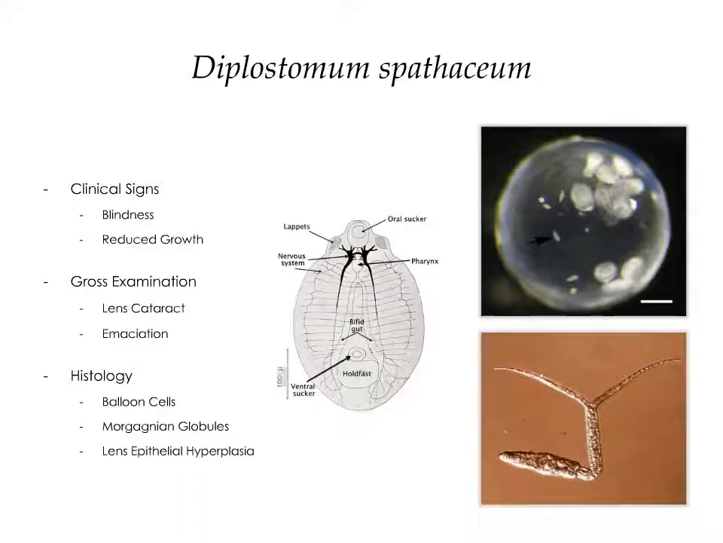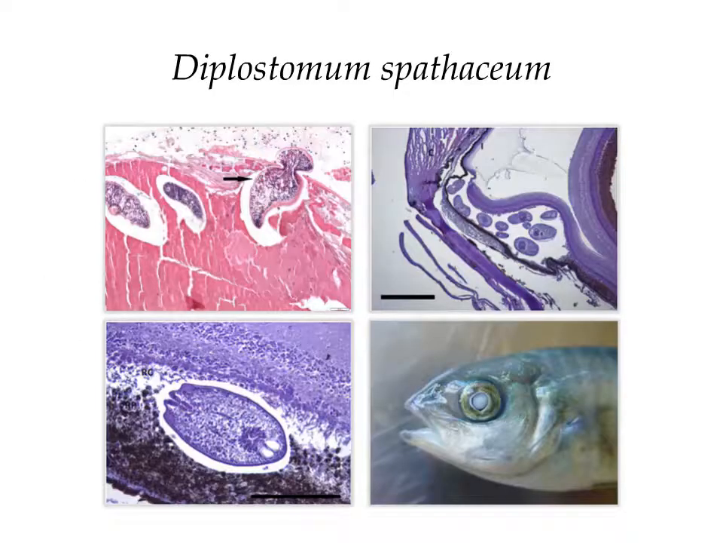There's also an associated lens epithelial hyperplasia. The image on the bottom right is the cercaria, which is the infective stage for the fish. The image on the top right is a photograph of the lens showing all the encysted metacercaria. Within this collection of images, there are large numbers of metacercaria embedded within the various structures of the eye, including the retina and the lens. The image on the bottom right is an example of a lens cataract on gross examination.